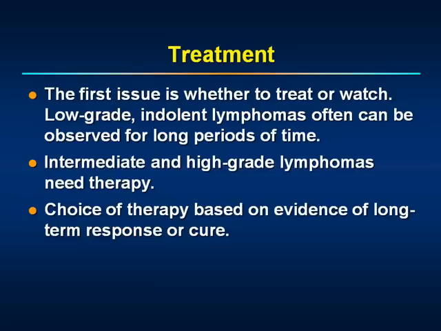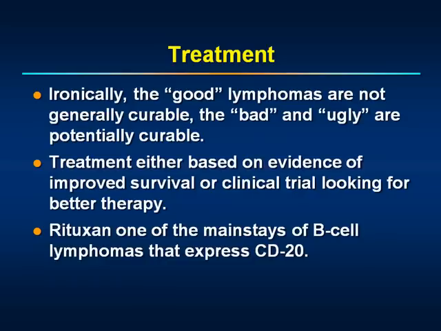Now the treatment is important. The first issue we have to decide is whether to treat at all or watch. Low-grade indolent lymphomas can often be observed for long periods of time without treatment. However, intermediate and high-grade lymphomas need therapy, and the choice of therapy is based on evidence of long-term response or cure. Ironically, the good lymphomas are not generally curable, although treatable, and the bad and ugly are potentially curable. Treatment is either based on evidence of improved survival or a clinical trial looking for better therapy.